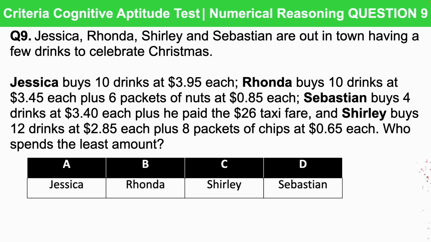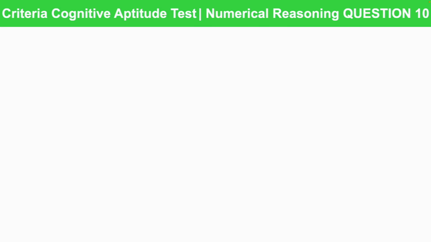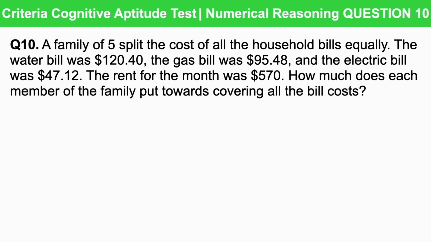Okay, the next question is this: A family of 5 split the cost of all the household bills equally. The water bill was $120.40, the gas bill was $95.48, and the electric bill was $47.12. The rent for the month was $570. How much does each member of the family put towards covering all the bill costs?